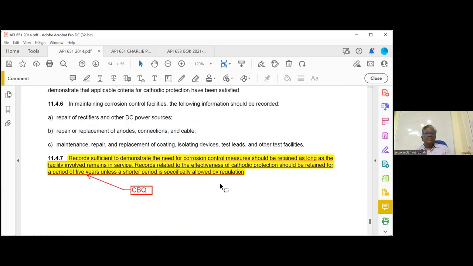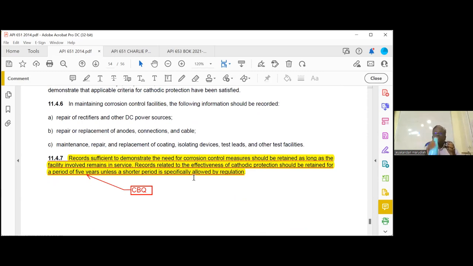Then finally, 11.4.7, records sufficient to demonstrate the need for corrosion control measures should be retained as long as the facility involved is in service. So you have to keep the records while in service. Records related to the effectiveness of cathodic protection should be retained 5 years. So the records for 5 years you have to retain.